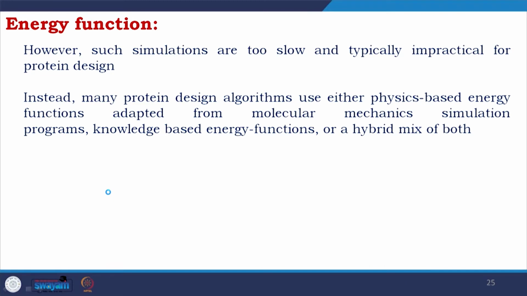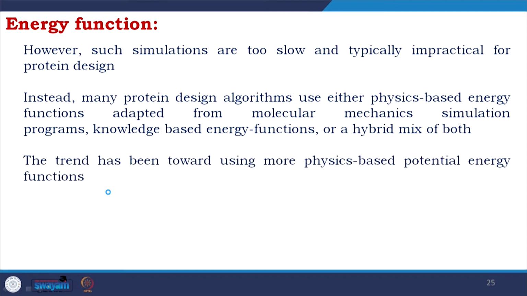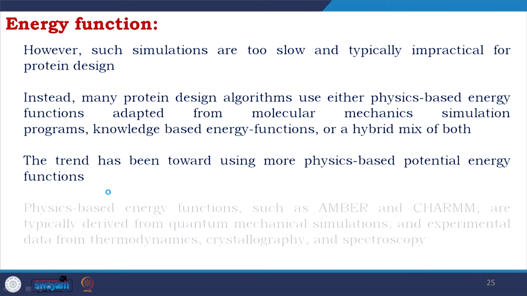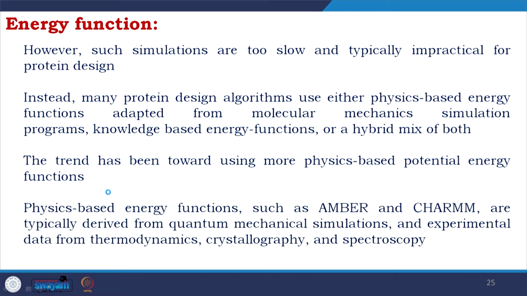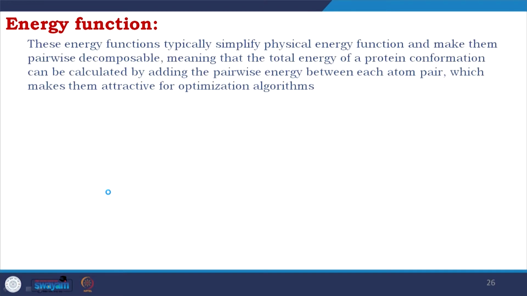Instead, many protein design algorithms use either physics based energy functions adapted from molecular mechanics simulation programs, knowledge based energy functions, or a hybrid. The trend has been toward using more physics based potential energy functions. Physics based energy functions such as AMBER and CHARMM are typically derived from quantum mechanical simulations and experimental data from thermodynamics, crystallography and spectroscopy. So, it is a good estimation, well optimized.